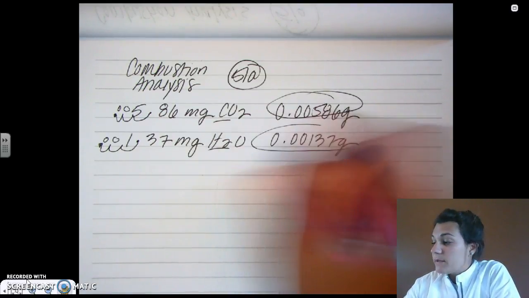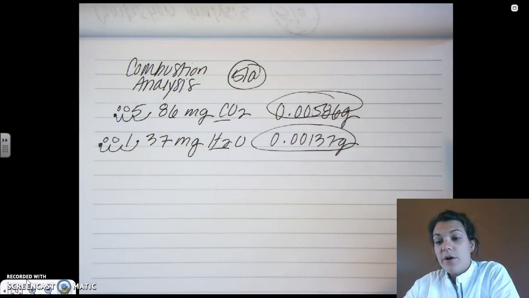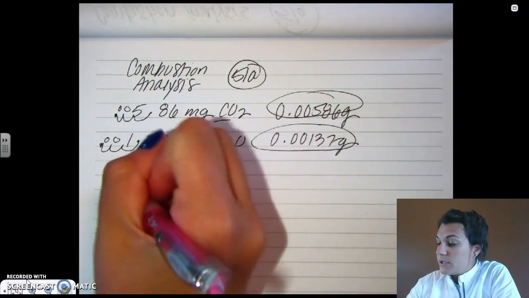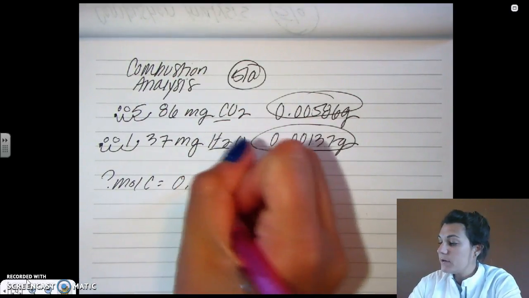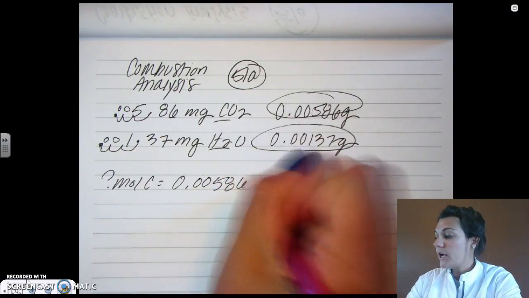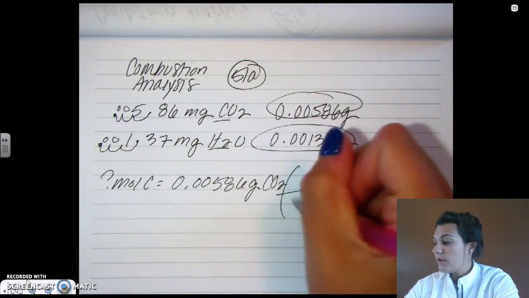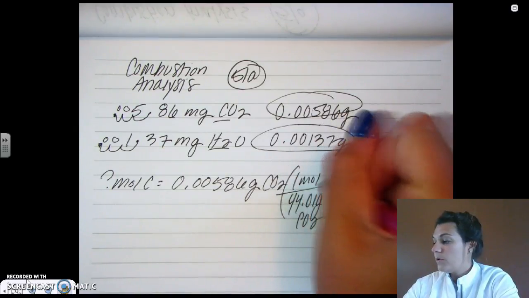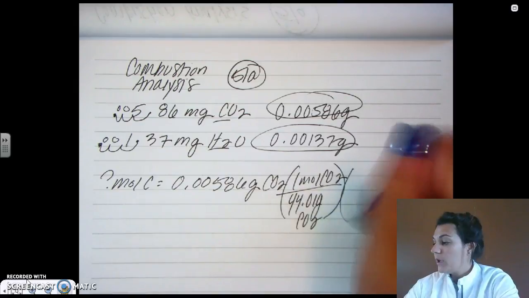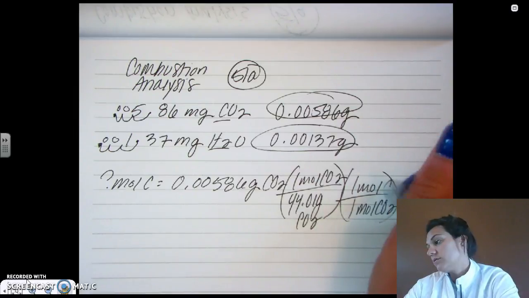Okay, now in order to solve for empirical formula, you need moles. We already have grams, right? So I went percent to grams. Grams is already given to me, so now I only have to do grams to moles, okay? So my question mark moles here is going to be carbon for my first one, and it's going to be 0.00586 grams of CO2, right? So my first conversion is going to be for every 44.01 grams of CO2, I have 1 mole of CO2, right? And for every 1 mole of CO2, I have 1 mole of carbon, okay?